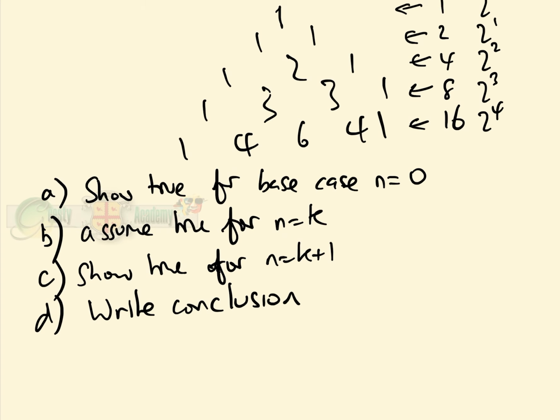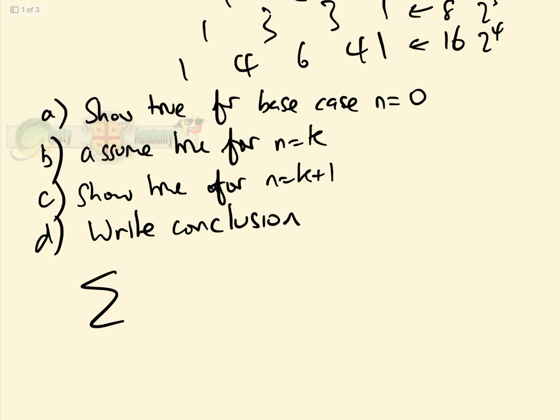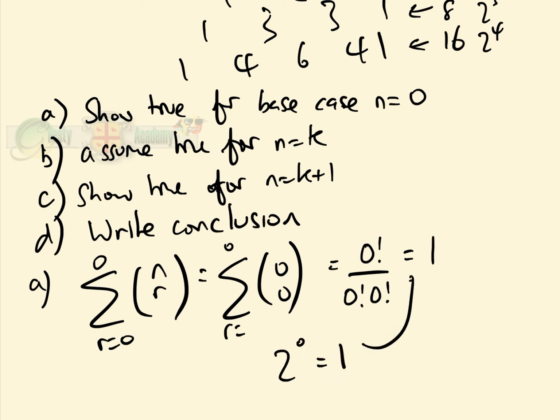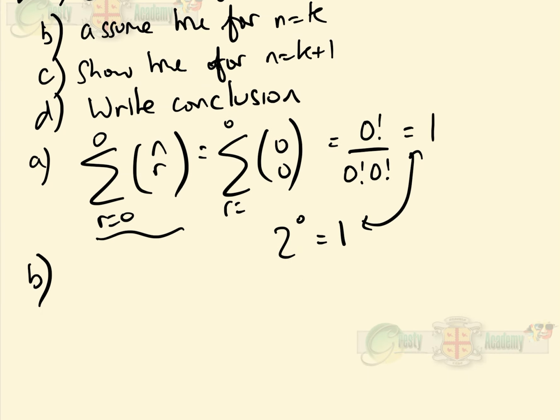Right, let's do the base case first. The base case is basically, so this is A, the sum between r equals 0 and 0 of 0 choose r equals 0 choose 0, which by our definition is 0 factorial over 0 factorial 0 factorial, which equals 1. 0 factorial is 1, and 2 to the power of 0 equals 1 as well. So therefore the sum is equal to 2 to the power of n for n equals 0, and therefore we've proved our base case.